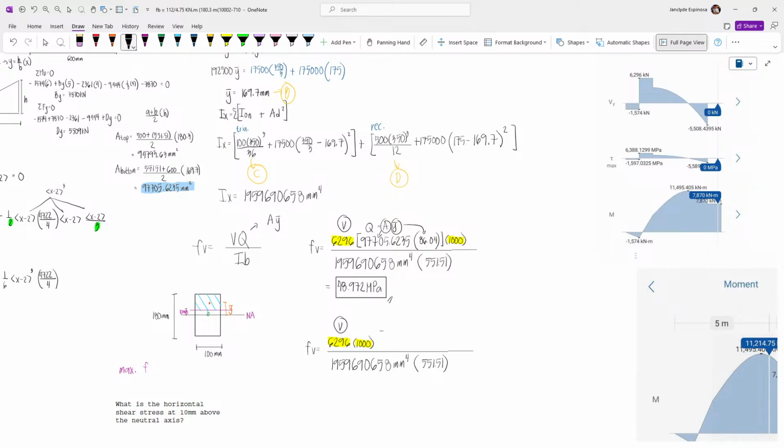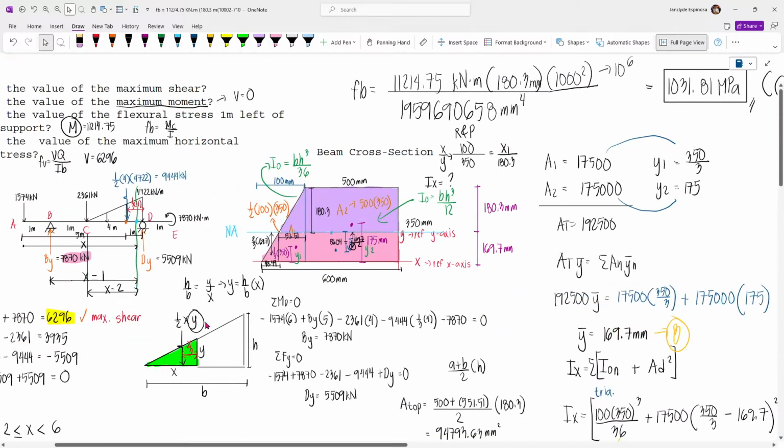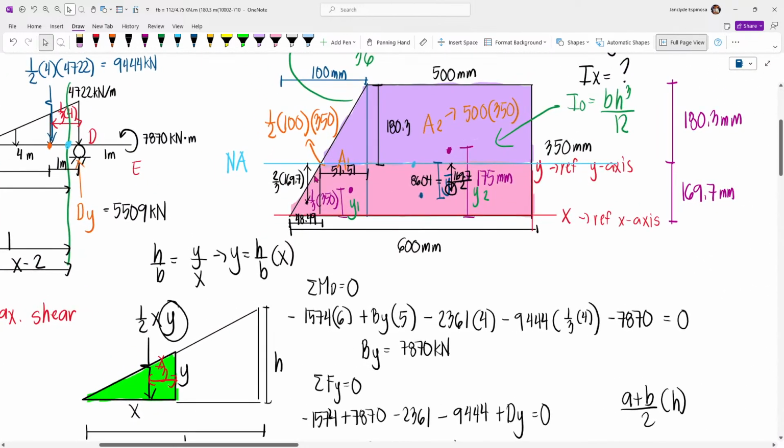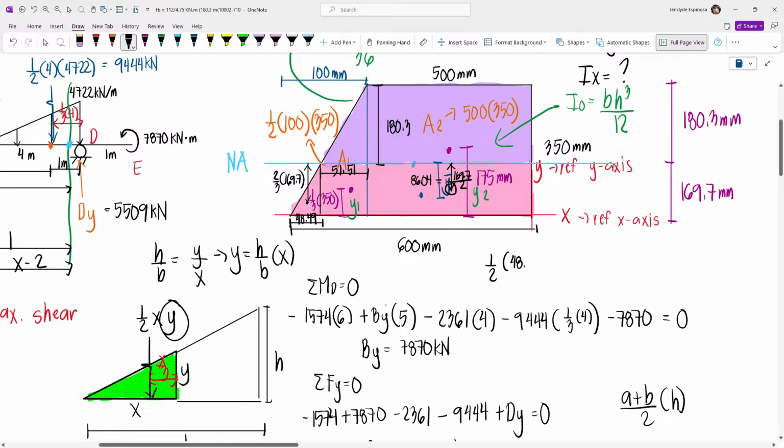V. So, what if the expression for Q, which is area times barred Y, we divide into two shapes. Again, the triangular shape, in which the area is 1/2 times base times height. So, 1/2 times 48.49 multiplied by how much? 2/3 of 169.7. I hope you agree.